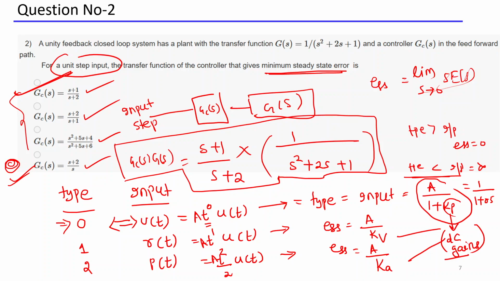Okay, so let me move to question number 3. Or we can also use this formula, sir, na? Steady state error. Yeah, it will take time. You can directly, it will take time.